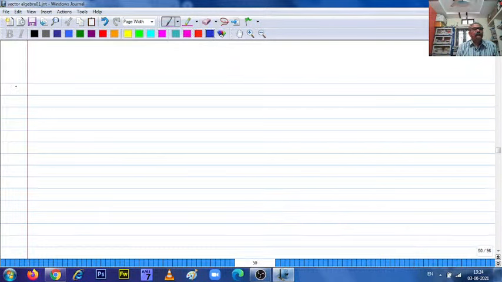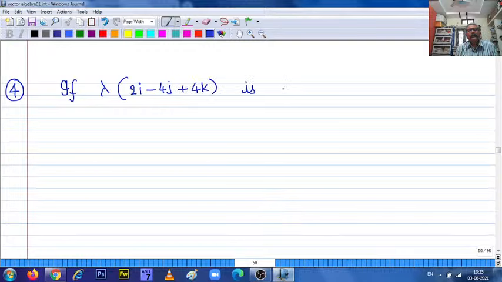So fourth one. Fourth problem. Let us move to the fourth problem now. If lambda times 2i minus 4j plus 4k is a unit vector. Just recall the definition of the unit vector. Then lambda is equal to.